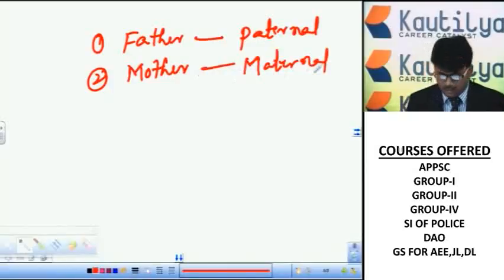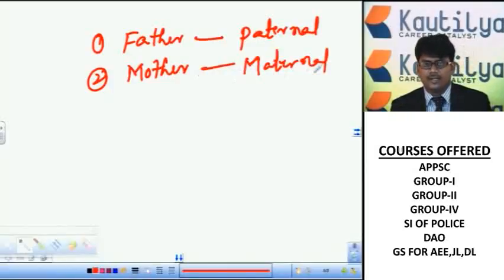Okay, the blood relations are of two ways: first from the parent side, second from the partner side. The partner side relations are classified into two ways: the first is from the father side, the second is from the mother side. The father side relations are called paternal relations, and mother side relations are called maternal relations.